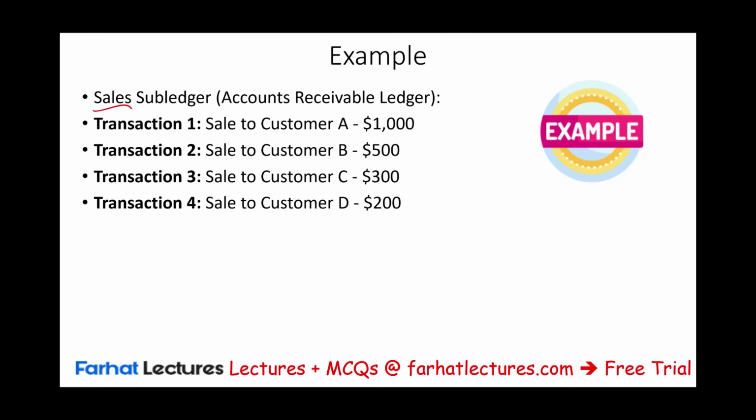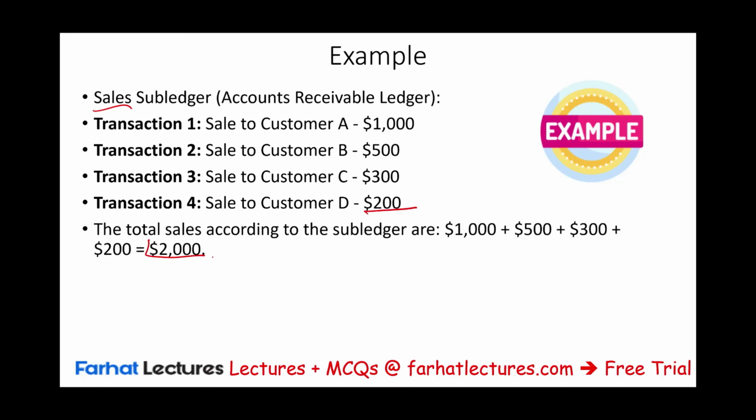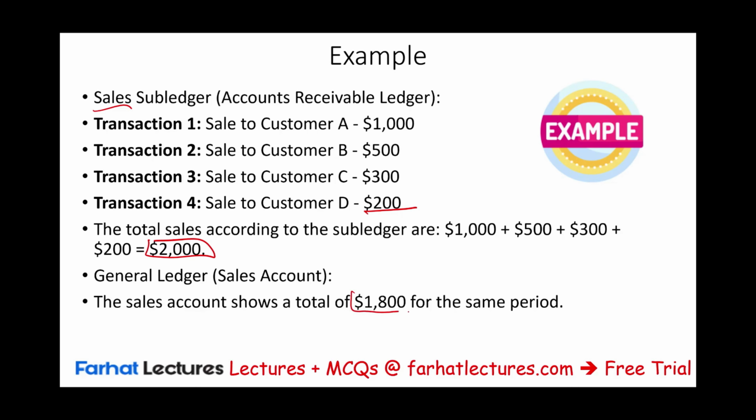So the total sales according to the subledger. If someone asks you to go ahead and add up, or sum, or foot all the sales subledger, you foot them and they add up to $2,000. You look at the general ledger sales account, assuming we're looking at the sales account, and the sales shows a total of $1,800 for the same period.